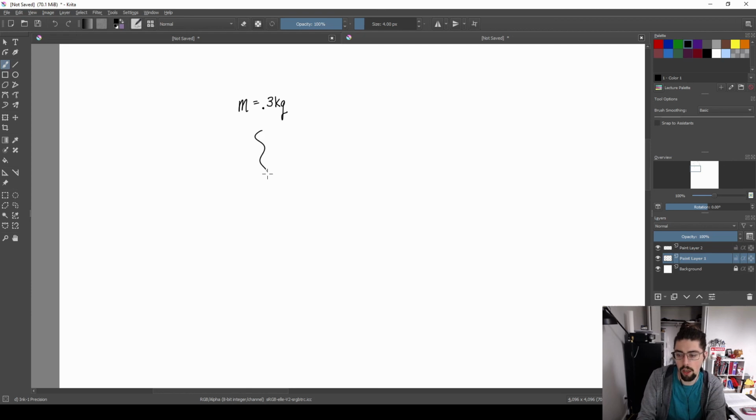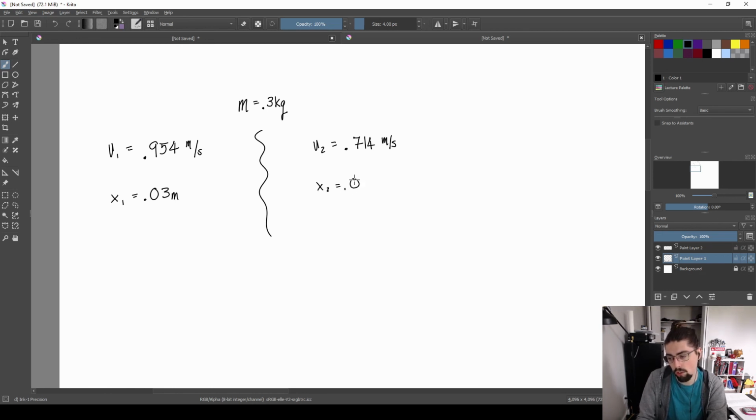So I'm going to say state 1. That is where V1 is equal to 95.4 centimeters per second, or 0.954 meters per second. We said that's our velocity, and our displacement at that moment in time was 3 centimeters. And then we say state 2, we were going at 71.4 centimeters per second, so 0.714 meters per second, with a displacement of 0.06.